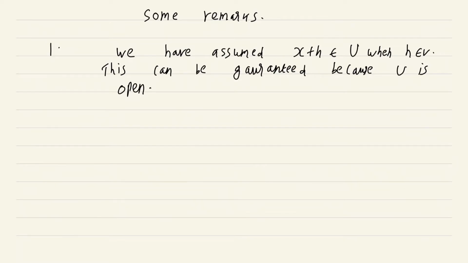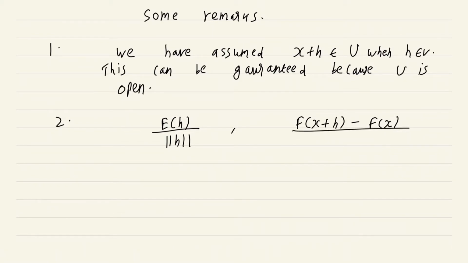So the second remark is more interesting. Now when we define the derivative, we are considering quotients of this type, E of h by norm h, because we are unable to divide by vectors. So why did we do this complicated stuff about linear approximations and all? You could have just considered this Newton quotient, f of x plus h minus f of x by norm h, and taken h to 0.